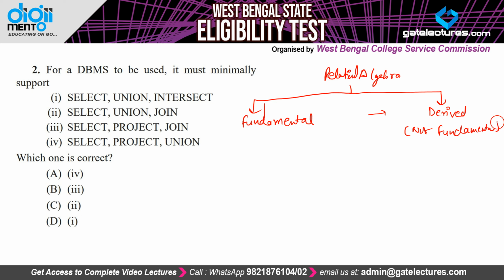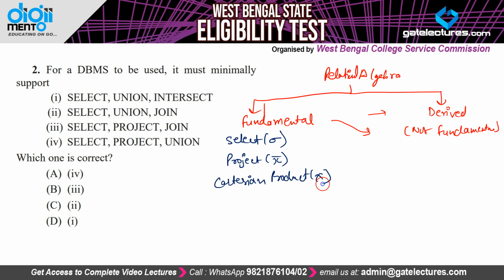Why do we call them non-fundamental? Because these operations can be derived from the fundamental operations only. So fundamental operations are the operations which are absolutely necessary to be in the relational algebra. The fundamental operation is select, which is represented like this. The next fundamental operation is project. Next is Cartesian product, which is represented by X. Next is union, which is represented by U. Next is set difference, which is represented by minus sign. And the last one is rename, which is represented like this.